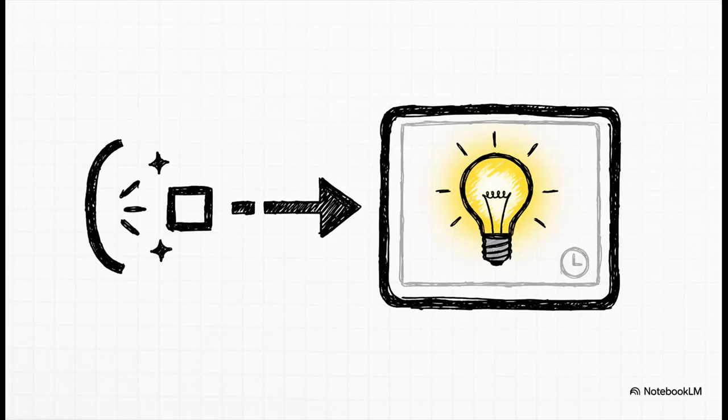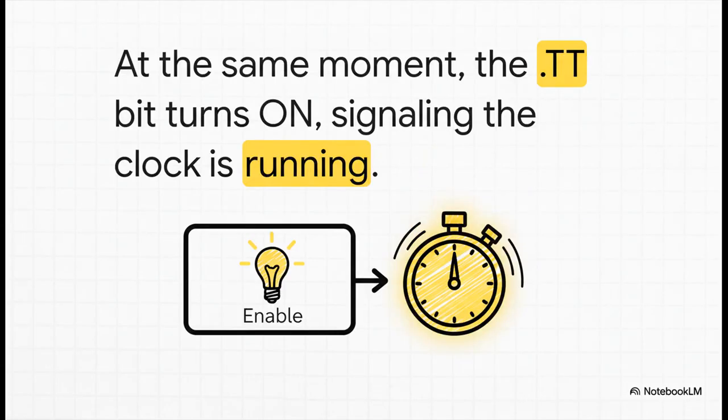Okay, phase 1. The input goes true. The very instant the condition to start the timer is met, like, say, a sensor gets blocked, bam, that enable bit turns on. That's your first confirmation. We've received the command. At the exact same time, the timer timing bit also flips on. This is like the green light. It's telling you, okay, the clock is now officially running.